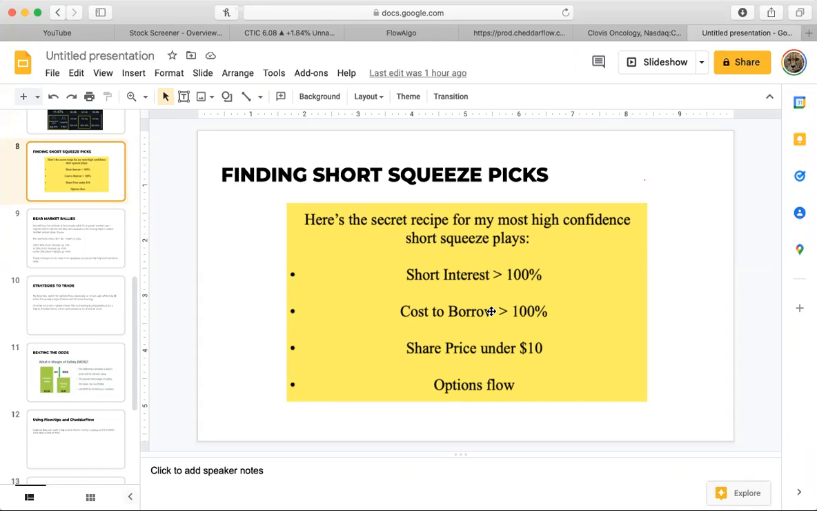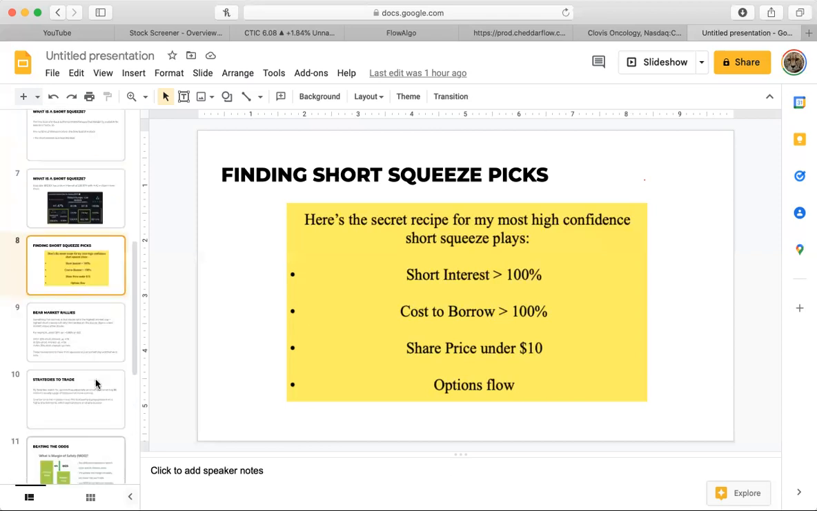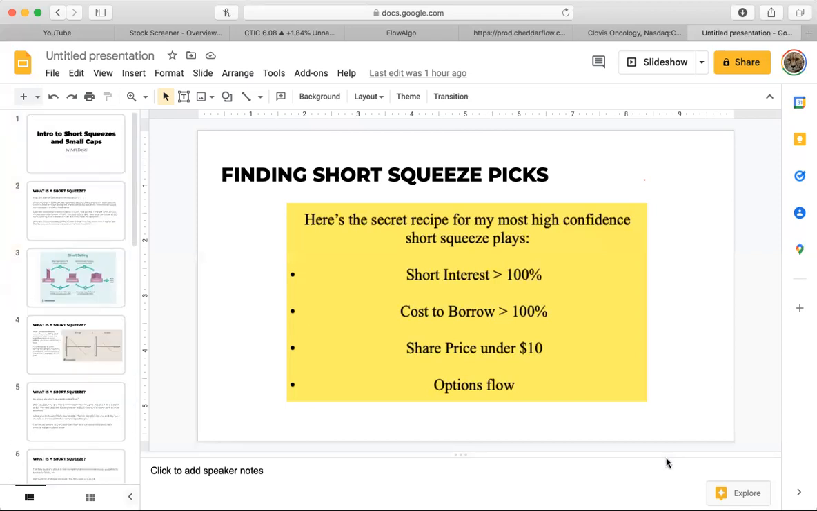And another thing is only hold half size overnight because these high short interest plays, usually the companies are not very good and they can release like an offering or something of the sort to try and raise cash for the company, which is not good for your shares, right? So cost to borrow over 100%, share price under $10 and options flow. That's the recipe for most of my trades.